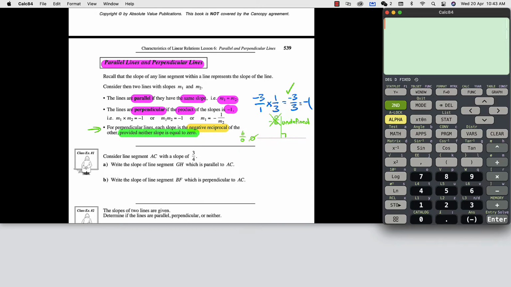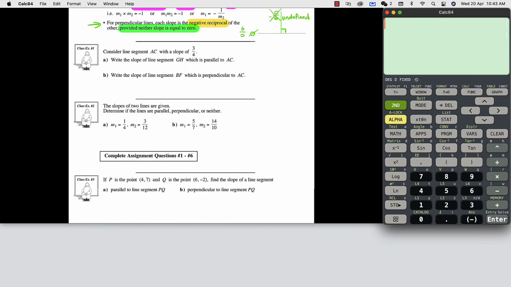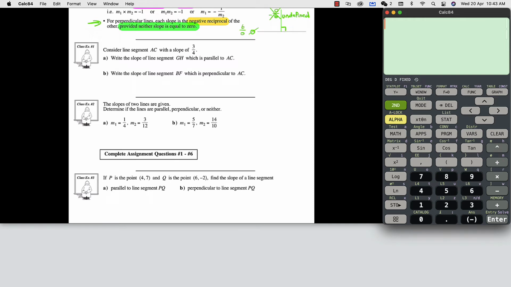Okay, let's move to class example number 1. It says we have a line segment that we're calling AC. And it's got a positive slope of 3 over 4. So that means it's going to be going from left to right. It's going to go upwards, and it's going to move up 3, right 4, up 3, right 4. And remember, like I said in the past, that would be the same as down 3 and left 4.